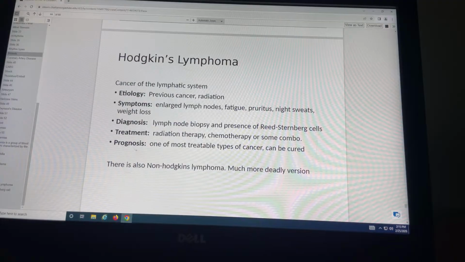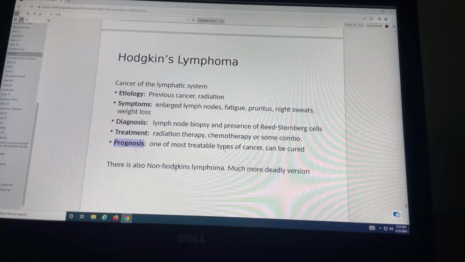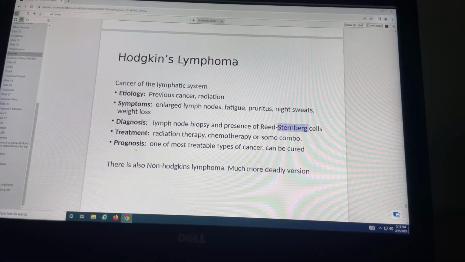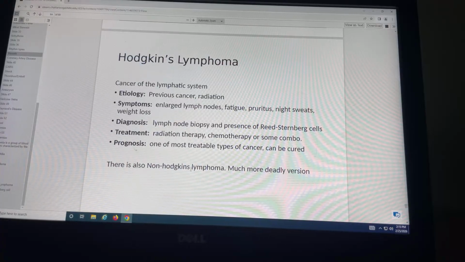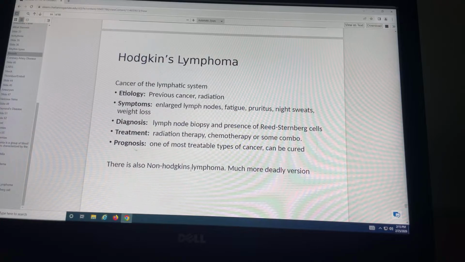Treatment, just like every cancer, is radiation, chemo, some drugs. That's really all we've got for cancer right now. Prognosis-wise, though, Hodgkin's lymphoma is very treatable. It can be cured. Non-Hodgkin's is going to be the more deadly version of this. The non-Hodgkin's don't have the Reed-Sternberg cells, because that's only diagnostic for Hodgkin's. I didn't go into it too much, because I don't need you to know the differences between all these different types of cancers. I just want you to be aware that there's Hodgkin's and non-Hodgkin's.